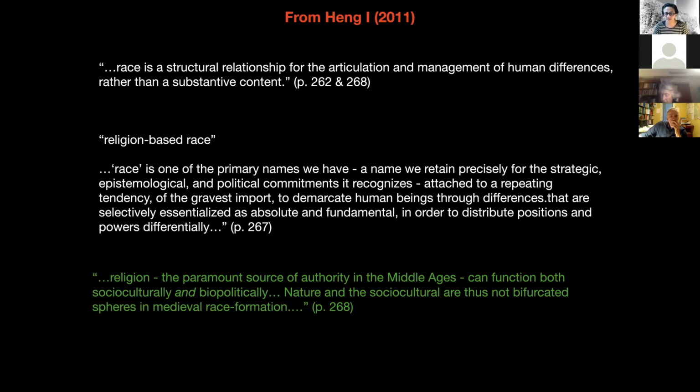But there really was a lot to be gleaned from this intervention in that she talked about religion as something of a paramount source of authority in, again, the European Middle Ages, functioning both socioculturally and biopolitically. And I've found this article to be thought-provoking. And in fact, I have gleaned some of these quotes from it just for the audience also to think about and hopefully to respond to.